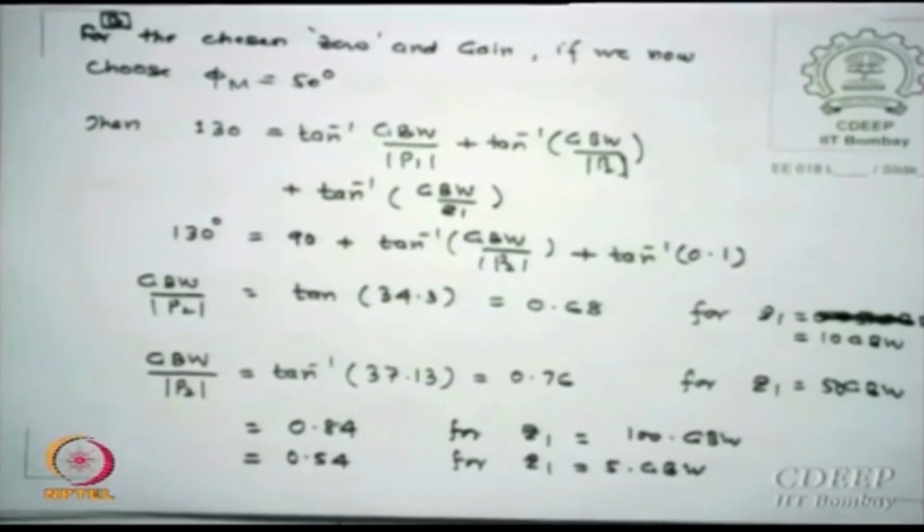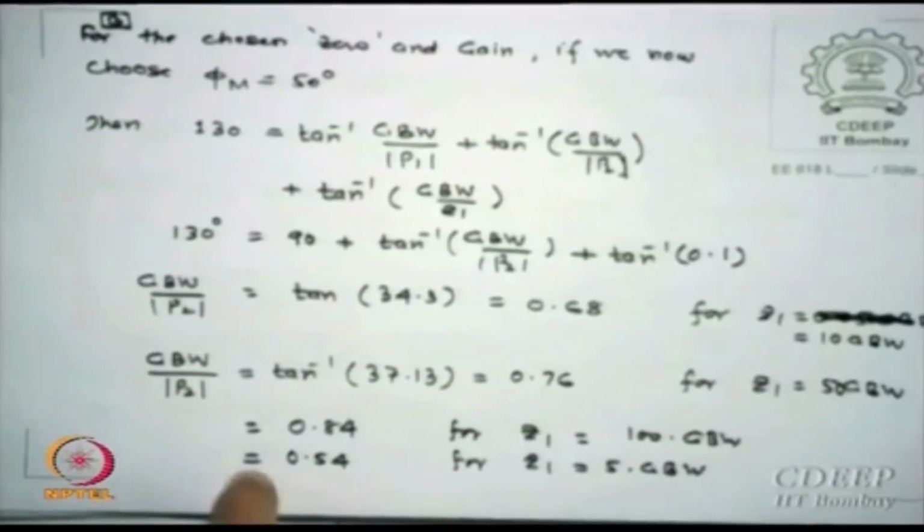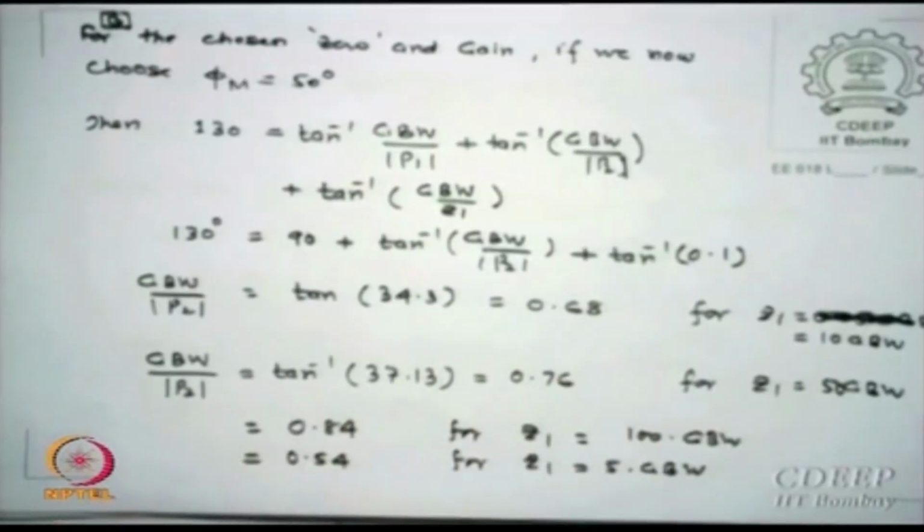Have you any time seen a data book for any specification? They say typical, minimum, maximum. 60 degree is typical. So we will do this 50, 70 can be min max. Has anyone noted down? P2 over GBW can be 0.76, 0.68, 0.84, 0.54, depends on the Z1 values I choose.